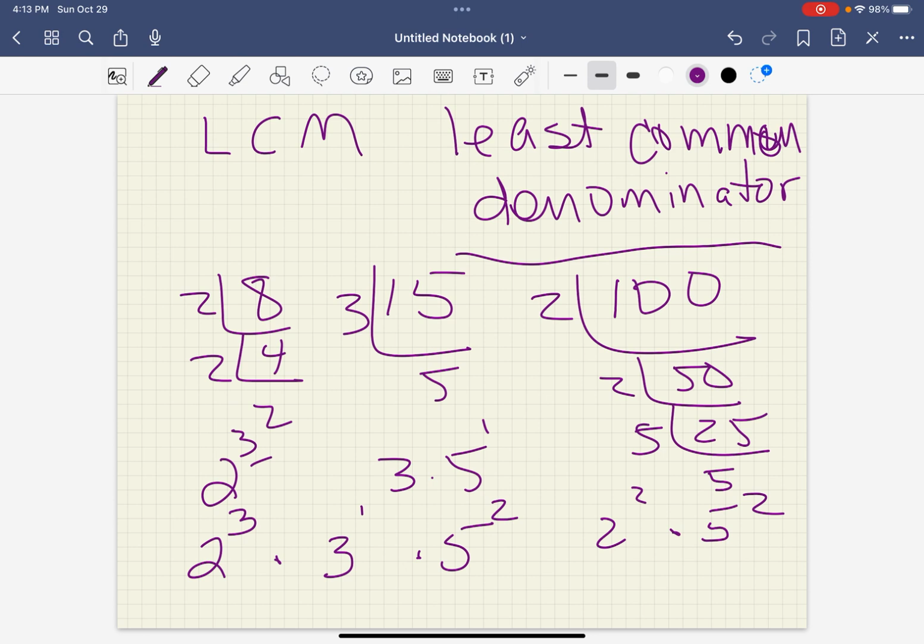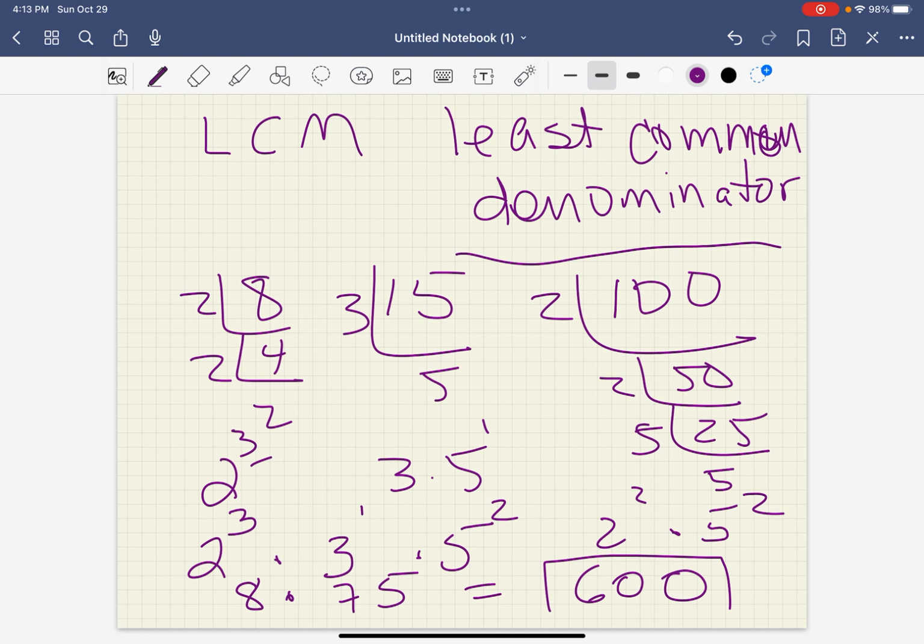So then this is 8 times 25 times 3 is 75. So 8 times 75 is 600. So the least common multiple for 8, 15, and 100 is 600.